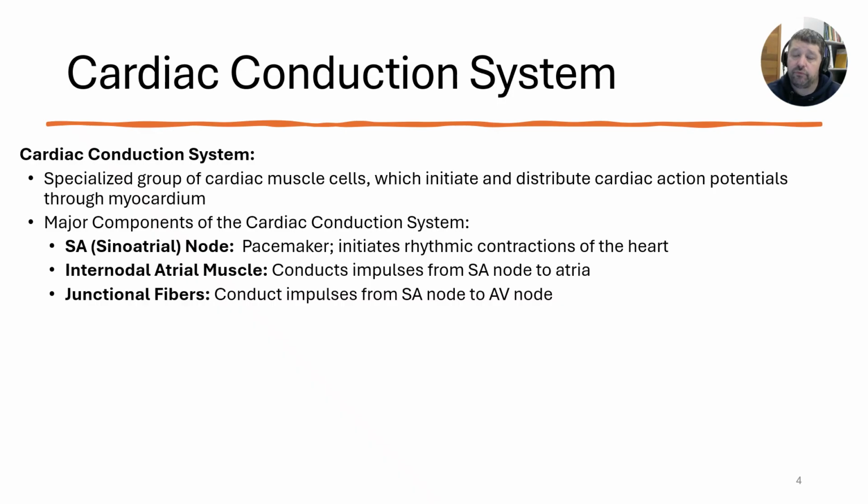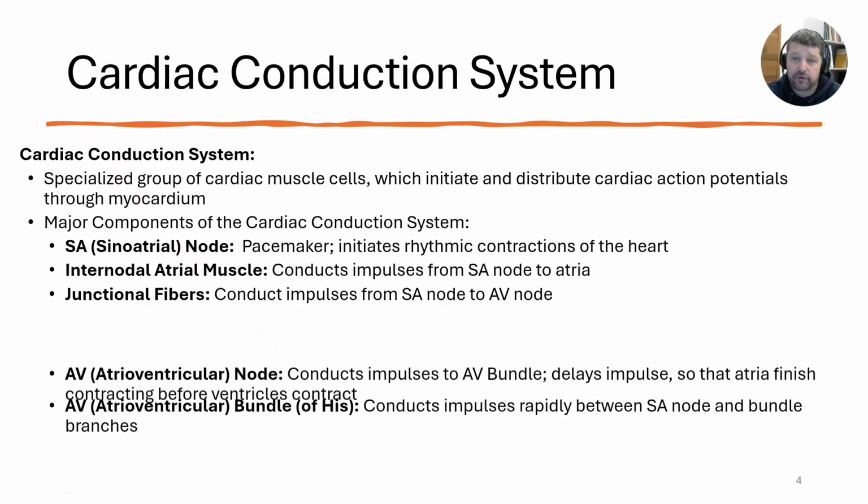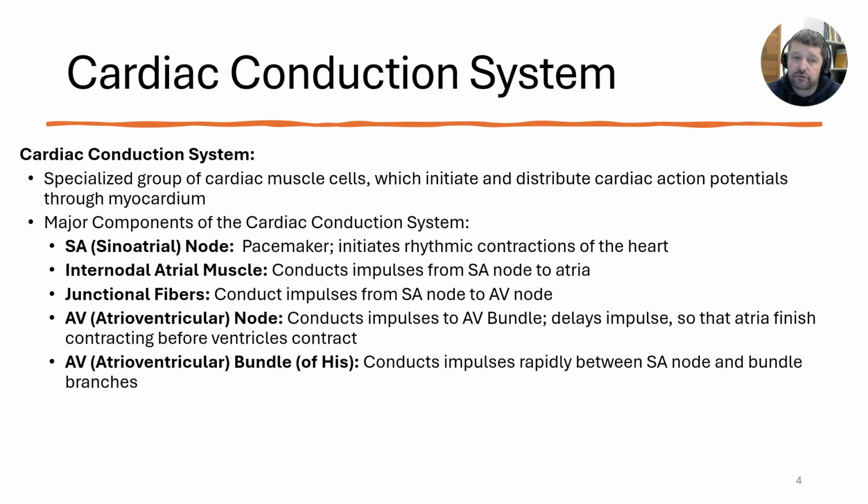It has to move through junction fibers to the AV node, or the atrioventricular node. Right? So the atrioventricular node is what moves the action potential from the atrium to the ventricle. And it does so through the bundle of His. Okay? And so there is a little bit of a delay between the atria contracting and the ventricles contracting.